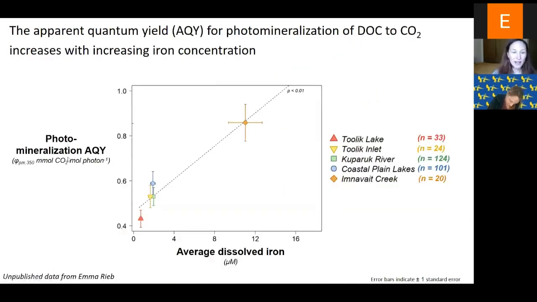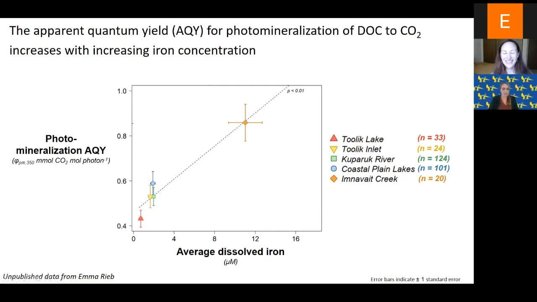So what I have plotted here on the y-axis is the photomineralization apparent quantum yield in millimoles of carbon dioxide per mole photon, but just at 350 nanometers here. So we can look at the magnitude at one wavelength. And again, it's the average photomineralization apparent quantum yield measured over time at our groups of sites or different sites in the Alaskan Arctic, plotted versus the average dissolved iron in the water column of these different streams, rivers, and lakes. And what we observe is that the photomineralization yield of carbon dioxide increases with increasing iron concentration.